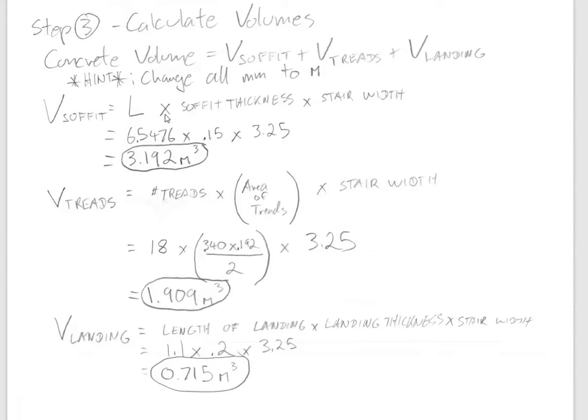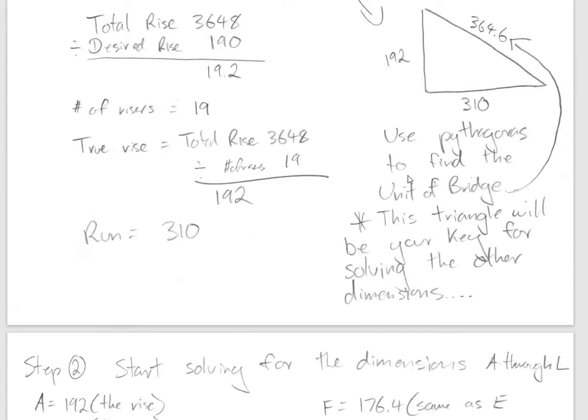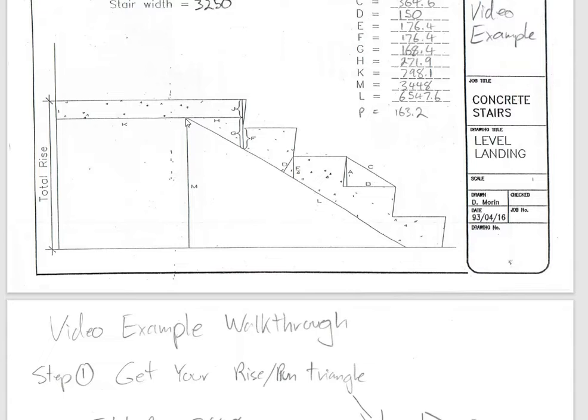For the volume of the soffit, we have L, which we figured out. We have the soffit thickness, which I just showed, and we have the stair width. Multiply those together, we get 3.192. And then I'll just show you again. That is a rectangle, basically, as my cursor follows through here. That is that rectangle there.